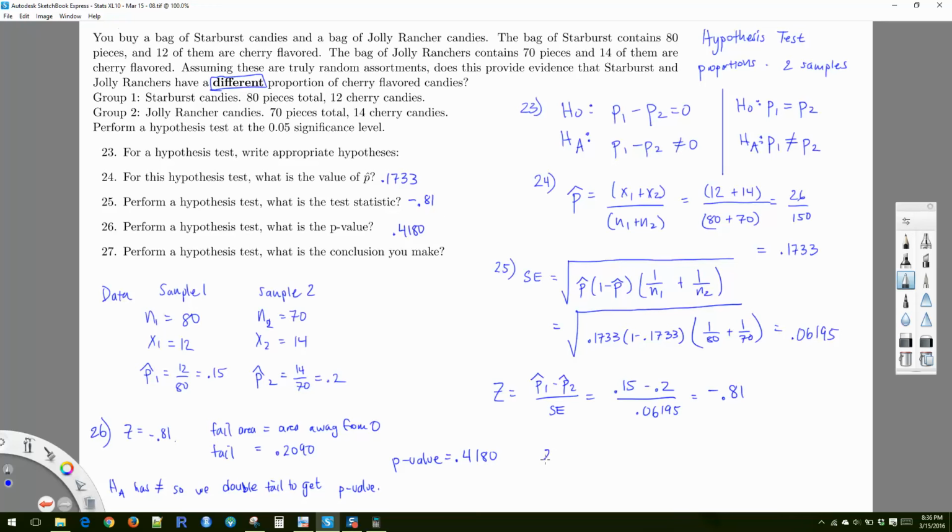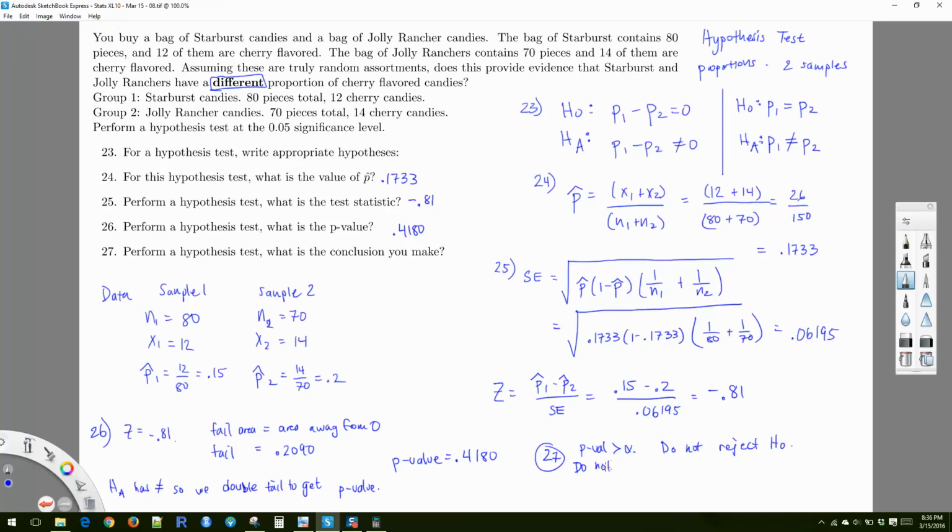All right, and so number 27, perform a hypothesis test. What is the conclusion we make? Our p-value is greater than alpha. This means we do not reject the null. What does it mean that we didn't reject the null? We kept the original. It means we don't have evidence that there's a different proportion of cherry flavored candies between Jolly Ranchers and Starburst. It's a very important question that we're answering here, okay?